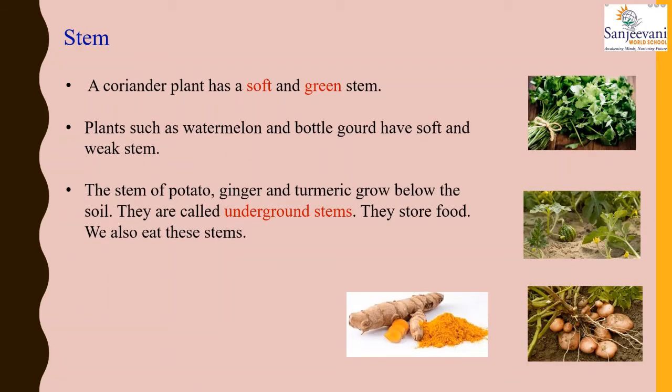As you can see in the picture, a coriander plant has a very soft and green stem. Plants such as watermelon and bottle gourd also have a soft and weak stem. While the stems of potato, ginger and turmeric grow below the soil and they are called underground stems. They also store food. So we also eat these stems.